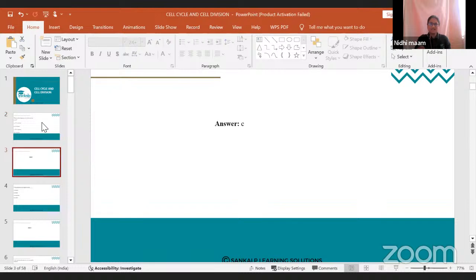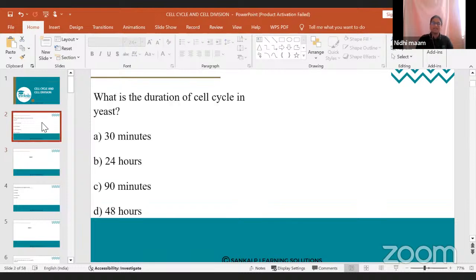Let us check the answer. Option C, 90 minutes, is the right answer. Dhanush HJ from YouTube answered it correctly, as well as a few of the Zoom students. Shashank answered it correctly. Fine. So this is the first question of cell cycle and cell division.